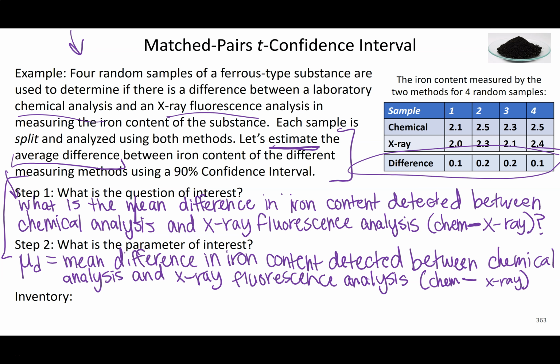So my inventory, remember I'm focusing on the differences here. So my mean difference, if I take the 0.1 plus 0.2 plus 0.2 plus 0.1, divide by 4, I end up getting 0.15. I don't know the units. So I'm just going to acknowledge that I don't know the units.